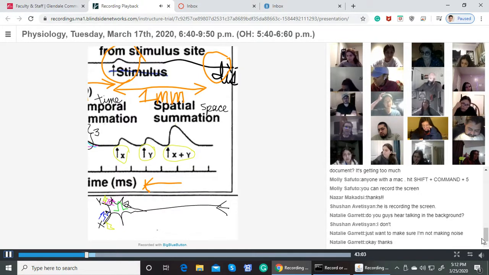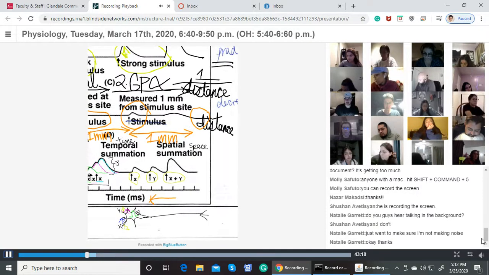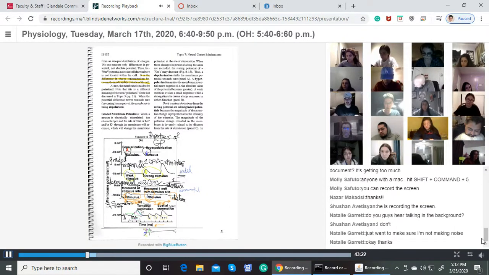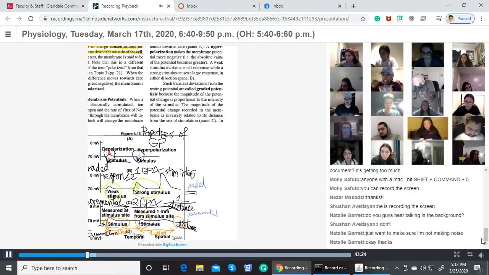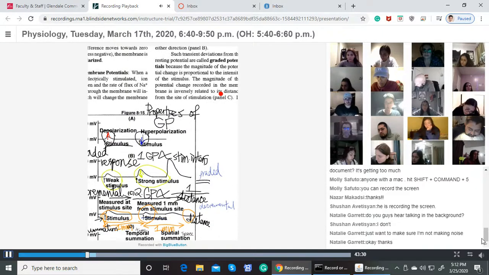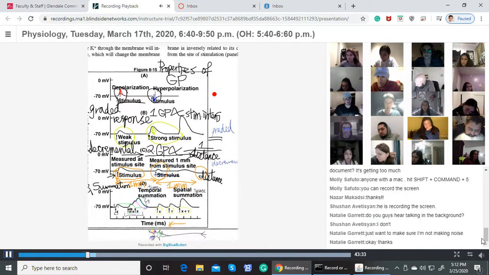The 3 ways to increase the amplitude of the graded potential, or the height of the graded potential. The first one is the stimulus intensity. The stronger the stimulus intensity, the higher the peak. We call it graded response. Remember, we talked about this graded response. So that's how we do this, the graded response.